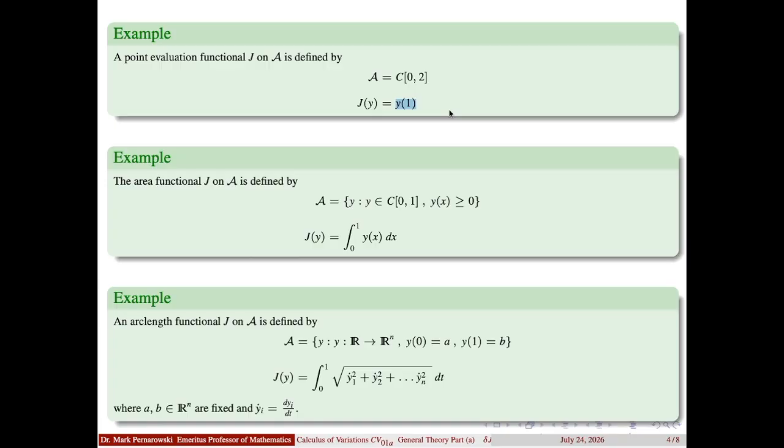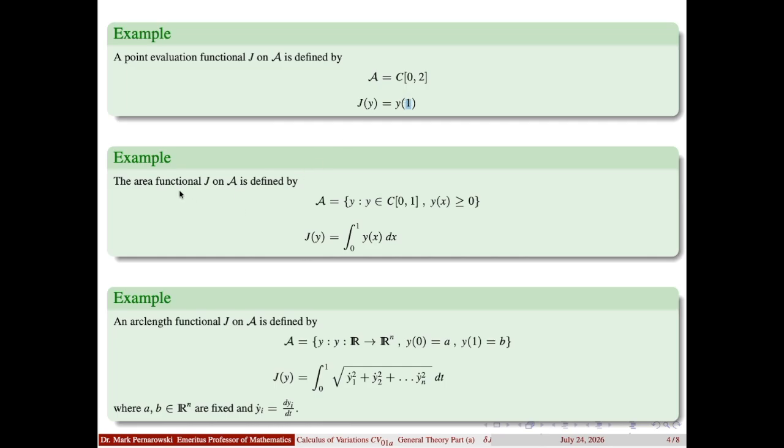This functional has no minima because I can pick y's that have arbitrarily small values at x equal to 1. There are many, many continuous functions, and I can make them have smaller and smaller values at x equal to 1.